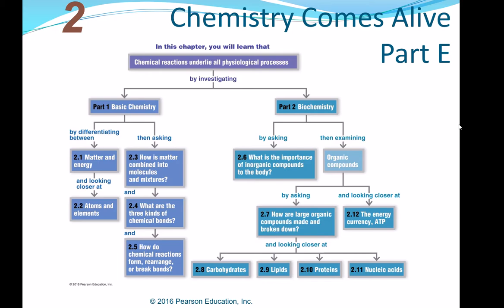We're going to continue on with the biochemistry part of this chapter, now moving on to the organic compounds. First, kind of just generally talking about them and how they are made, and then looking more closely at the different carbs, lipids, proteins, and nucleic acids. This particular lecture will focus on the intro to organic compounds, as well as 2.8 and 2.9, which is carbohydrates and lipids.